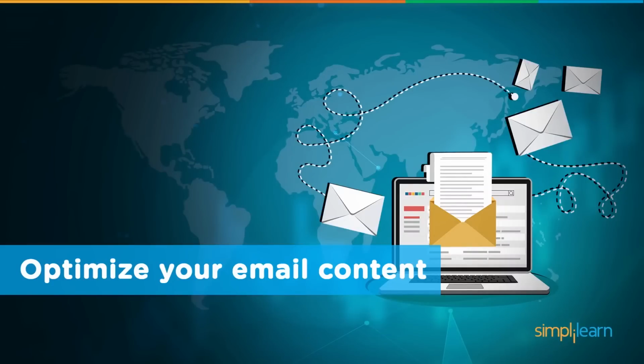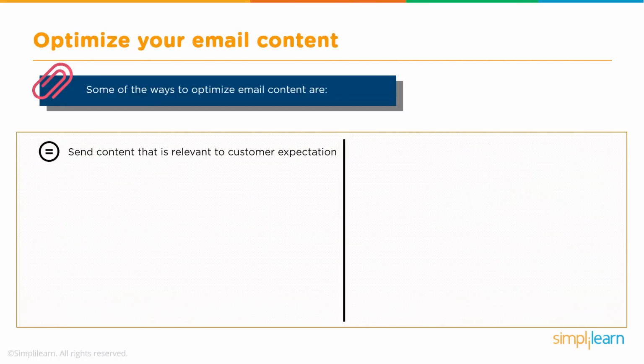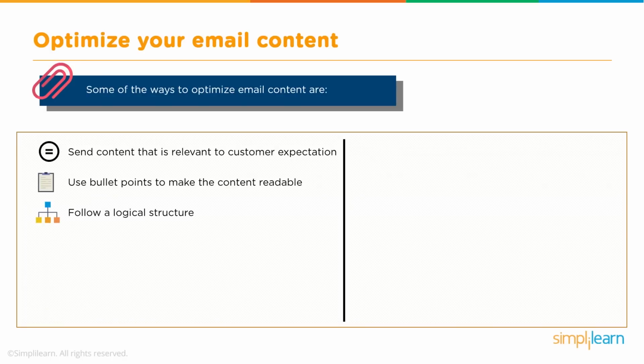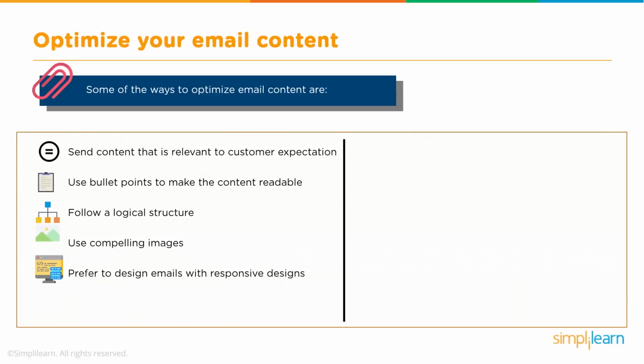So let's talk about optimizing your email content. So we focused a lot on subject lines. Let's talk about the email content itself. So some ways to optimize email content are we want to send the content that is relevant to customer expectations. So content needs to match that expectation. We want to use bullet points to make the content readable. We want to follow logical structure. We want to use compelling imagery and prefer design emails with responsive designs.